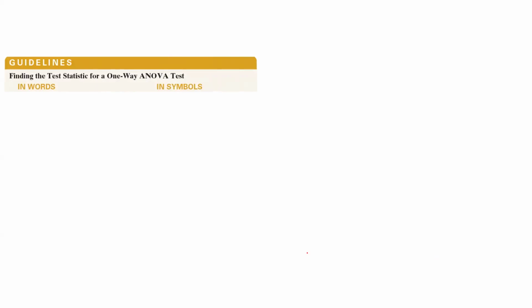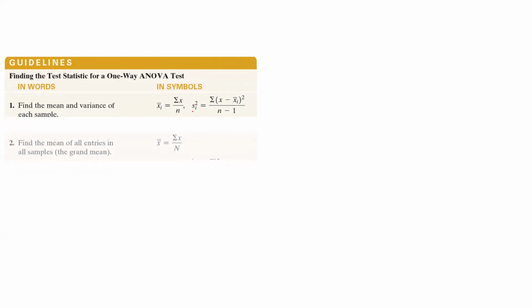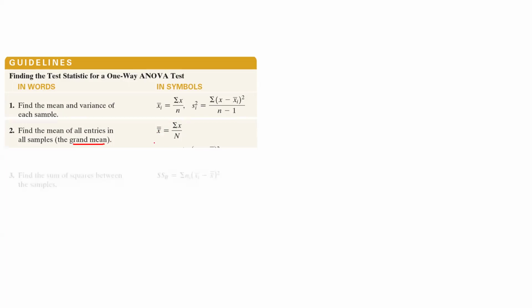In more detailed steps, let's follow the guidelines. Finding the test statistic for a one-way ANOVA test. First, find the mean and variance of each sample. The mean of each sample is denoted by x bar. The variance of each sample is denoted by s squared. Then find the mean of all entries, which is also called the grand mean. It has 2 bars on top of it. X with 2 bars is the grand mean. It's the summation of all x values divided by n.